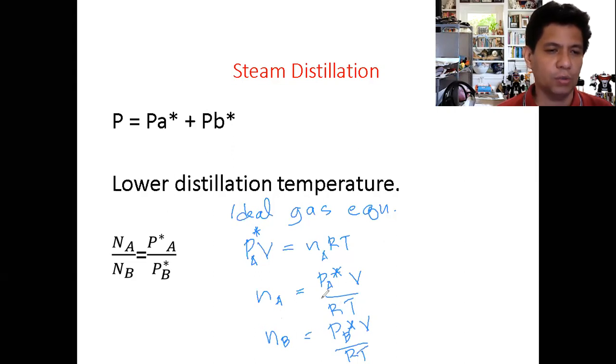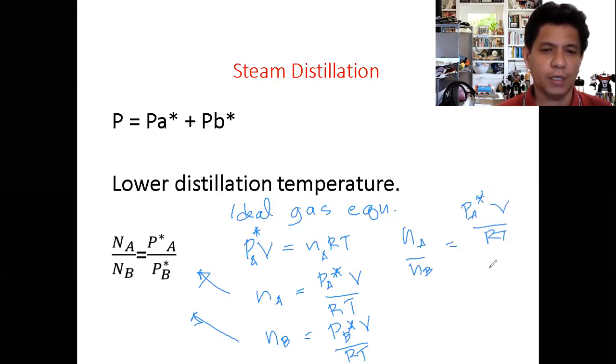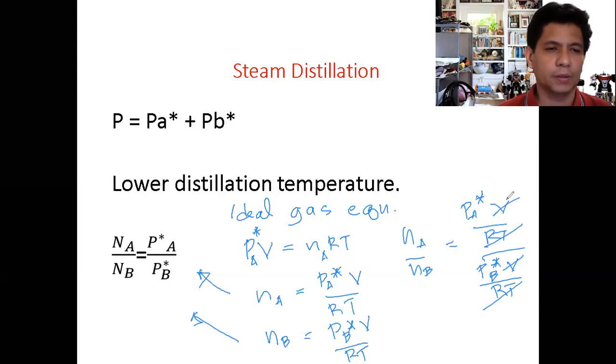When you substitute these two equations right here, you will have N sub A over N sub B is equal to P sub A star V over RT divided by P sub B star V over RT. So these two equations are what we will use. This is the first equation and this is the second equation in solving steam distillation problems.